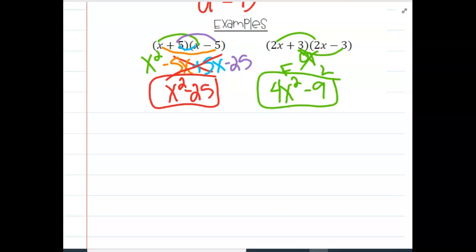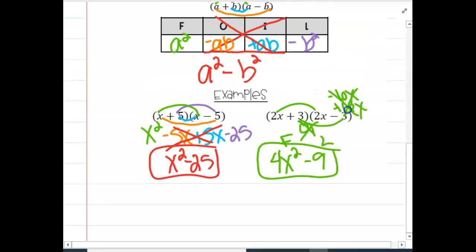Gotta prove to you, in case you don't believe me. The O, I told you the O and the I are going to cancel out, because watch, the O is 2x times negative 3, which is negative 6x. The I, look, it's 3 times 2x. You're multiplying the same numbers, except it's going to be positive. That's going to happen every single time, they're going to cancel out. So those ones are super incredibly easy because you only do half of FOIL. Does that make sense?